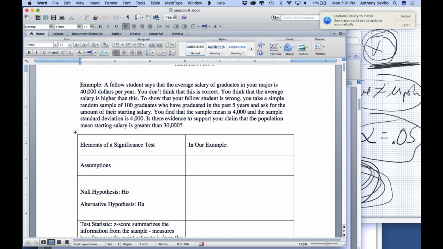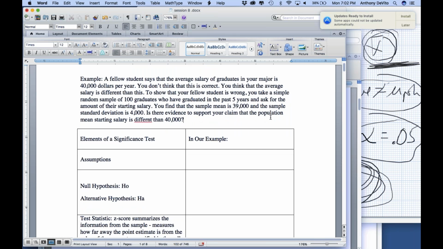Okay, let's do this. A fellow student says that the average salary of graduates in your major is $40,000 per year. You don't think this is correct. You think the average salary is different. I changed that word, because higher is a little bit tricky. It's different than this. To show that your fellow student is wrong, you take a simple random sample of 100 graduates from the past 5 years and ask for their starting salary. You find that the sample mean is $39,000, and the sample standard deviation is $4,000. Is there evidence to support your claim that the population mean starting salary is different than $40,000? I'm going to come back and mention why I changed those words, and maybe we'll change it back and see what kind of impact it has.